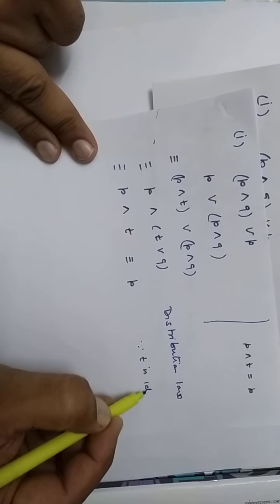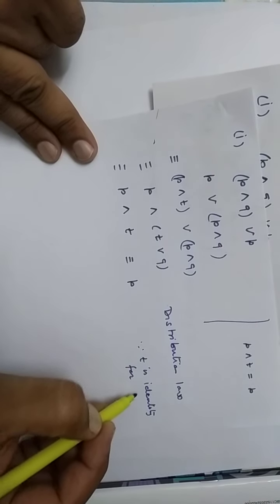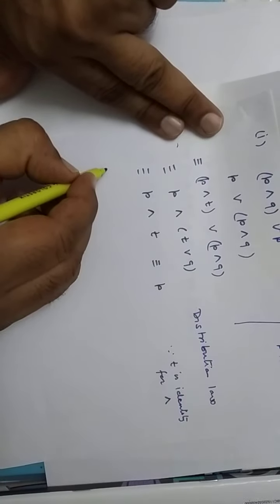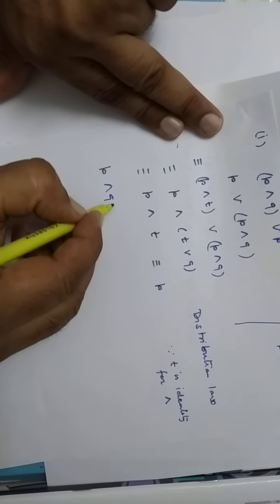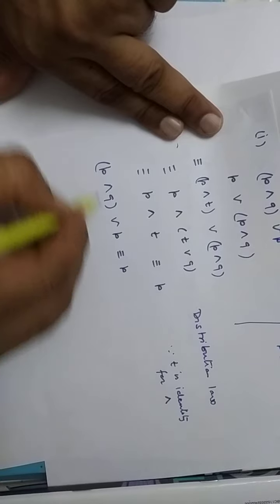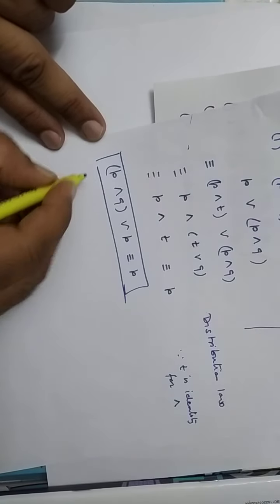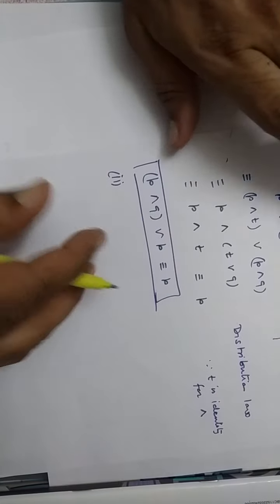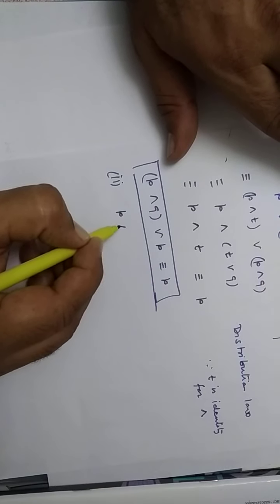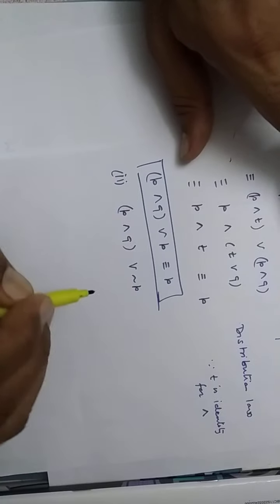T is identity for this operation. So this statement P and Q join P is nothing but the P itself. This is an important result. The second result, we have to simplify P and Q and negation of P.